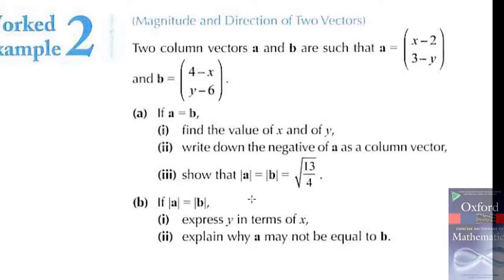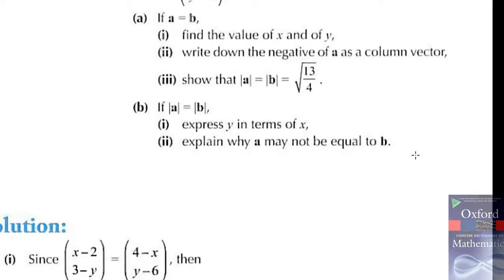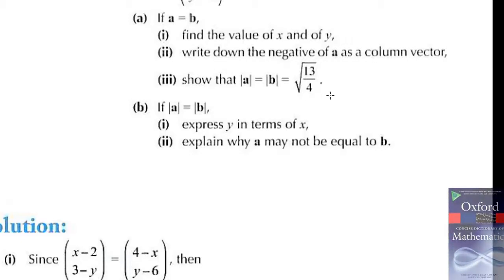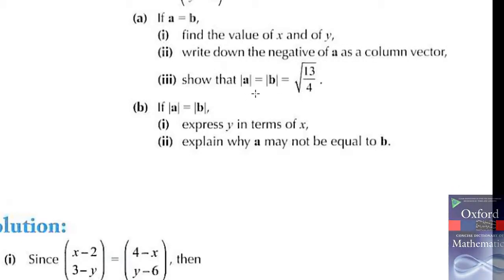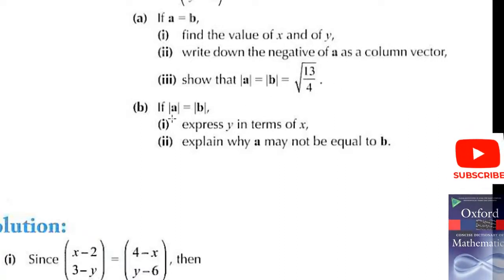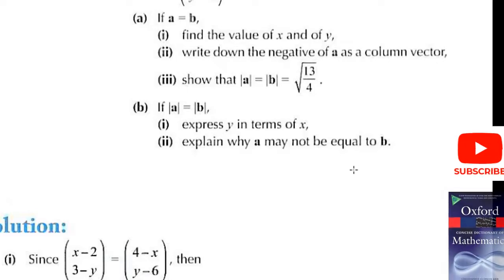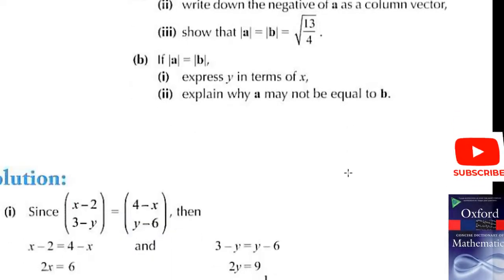First we learn how we solve this problem. For this problem, first we identify what the problem is. The problem is: show that the magnitude of A equals the magnitude of B, and the answer is square root of 13/4. Magnitude of A equals magnitude of B. Express y in terms of x. Explain why A may not be equal. What is the reason for this?